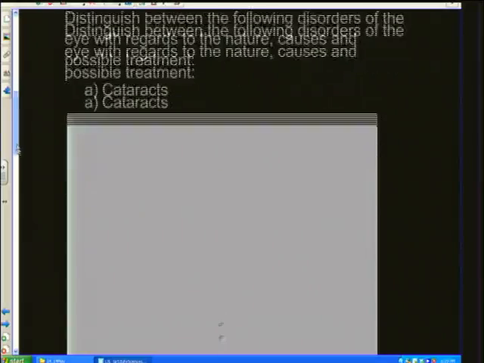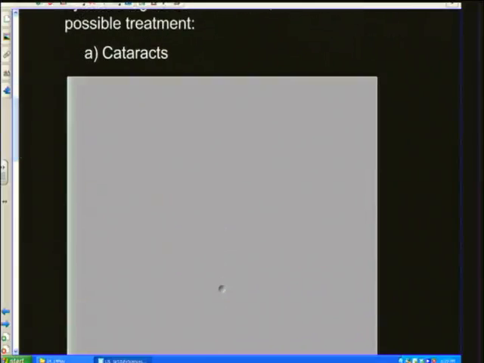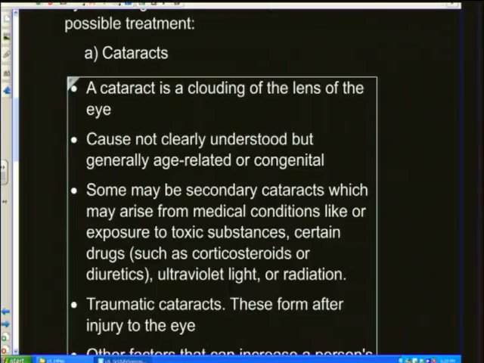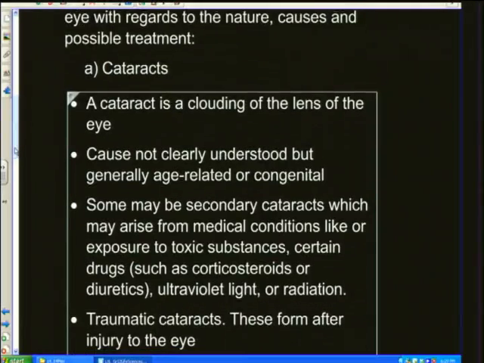Distinguish between the following disorders of the eye with regard to the nature, causes, and possible treatment. Okay, we're not going to give you a hard time on that one. Those are easy. We're just going to go through that very quickly. A cataract is clouding of the lens. I'm going to highlight those. Highlight clouding of the lens.